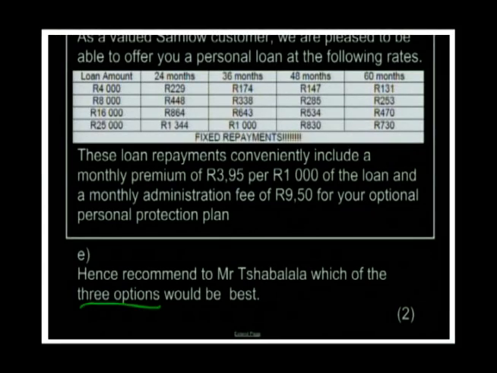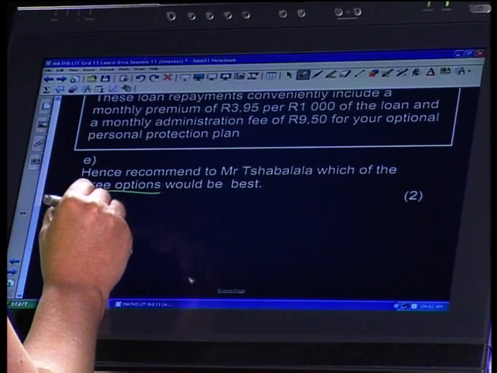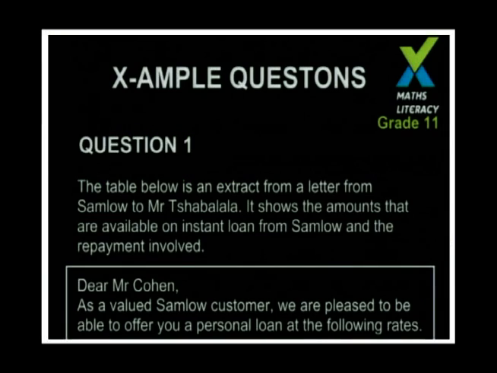So what are our 3 options? Well, the 2 options we've just discussed, borrowing from the bank and borrowing from his friend, and the third option was the original option that he had from that Samlo. So let's go back and see what those options were. So we had our Samlo, it was 28,200. So we can move forward and write that in.